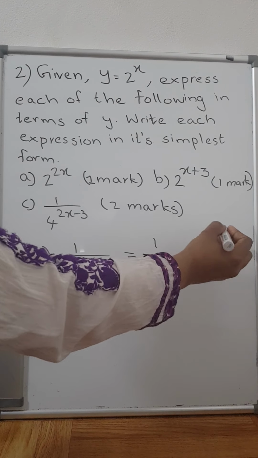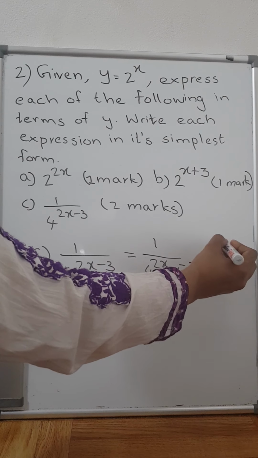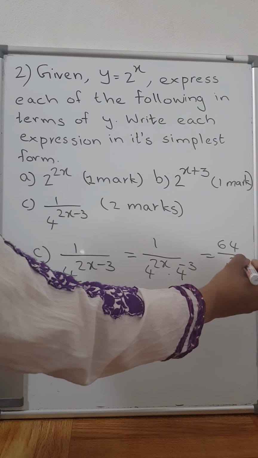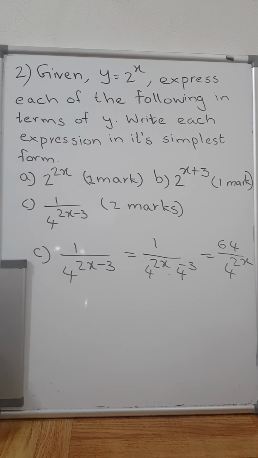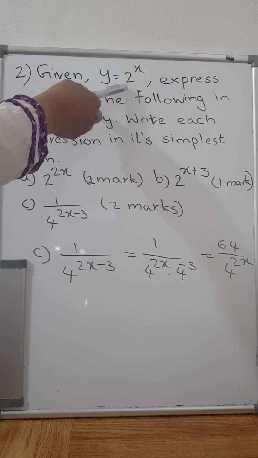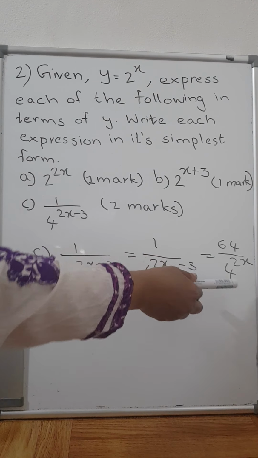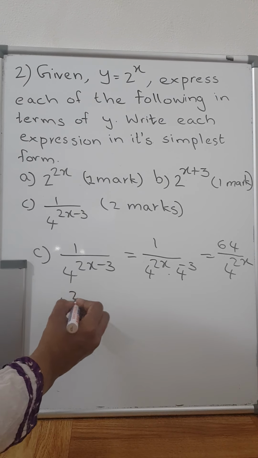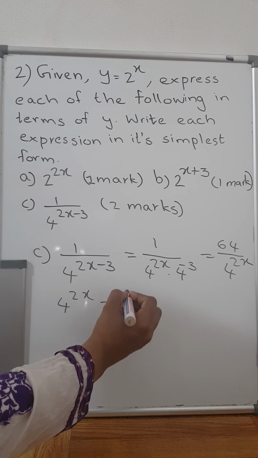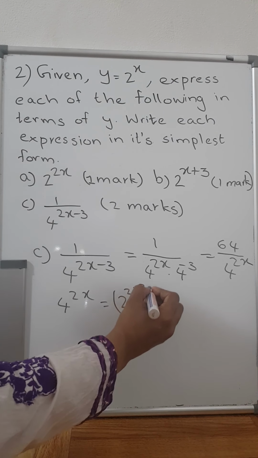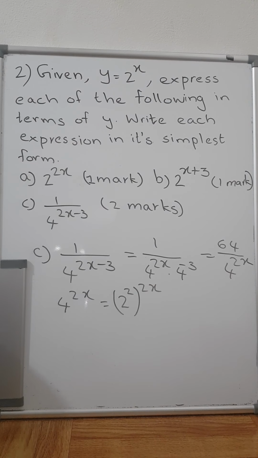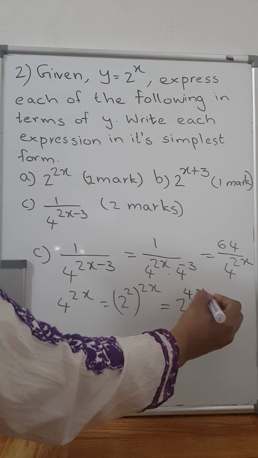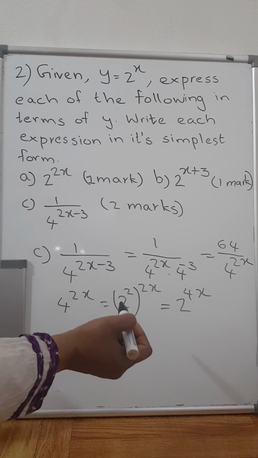Take 4 to the power minus 3 up, that becomes 4 cube. That is 64. So 64 divided by 4 to the power 2x. Now you see y is written as 2 to the power x, so we need the base as 2. So 4 to the power 2x we can write as 4 is 2 square, 2 square to the power 2x. That is same as 2 to the power 4x using power law in indices.